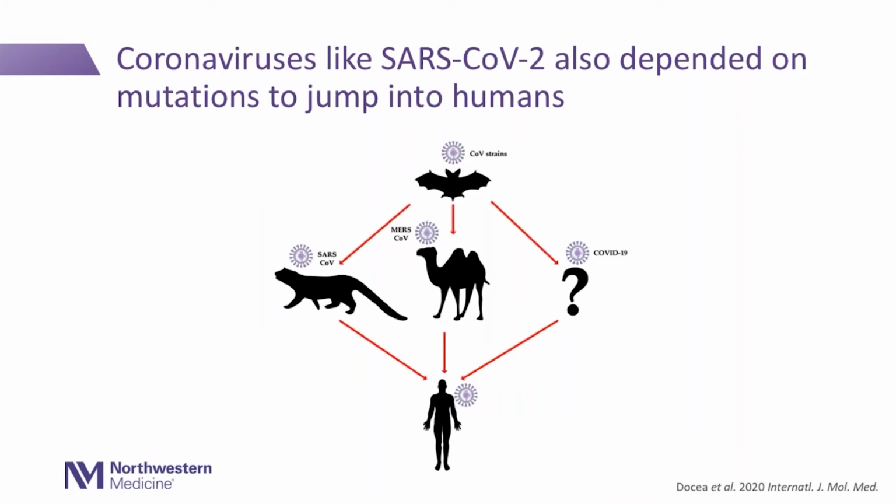Coronaviruses, like SARS-CoV-2, also required mutations to jump from their host species, which was originally bats, into humans. Now, it's thought that SARS-CoV, the original outbreak in 2003, was caused by a transmission event from bats to civets, civets to humans. MERS coronavirus, on the other hand, went through camels as an intermediary, and it's thought that SARS-CoV-2 probably came through pangolins, though that is still under active investigation. And of course, now that it's in the human population, it's continuing to mutate even further.